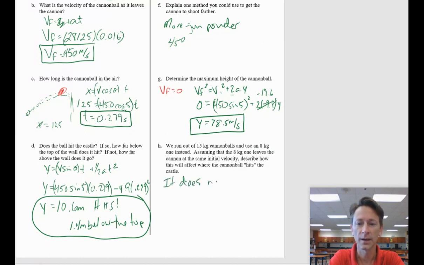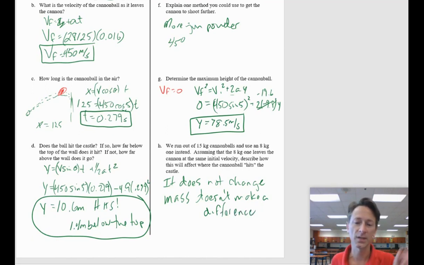It does not change. For several different reasons, you could say mass doesn't make a difference. You could also justify that by saying, whenever I look in the kinematic equations, there is no mass in any of these equations. And we'll talk later when we get into dynamics or forces about why that is, because typically the mass in the equation cancels out. And that's why we end up with these kinematic equations that have no mass in them.